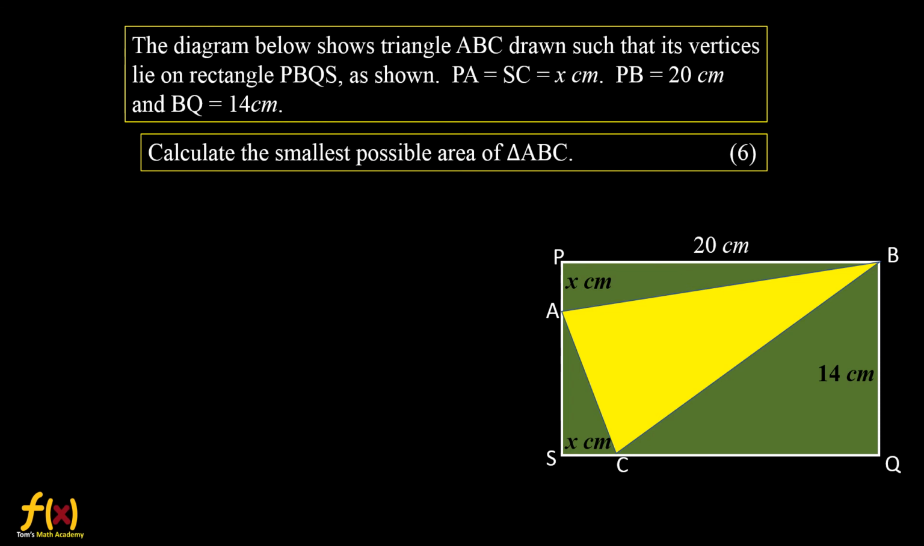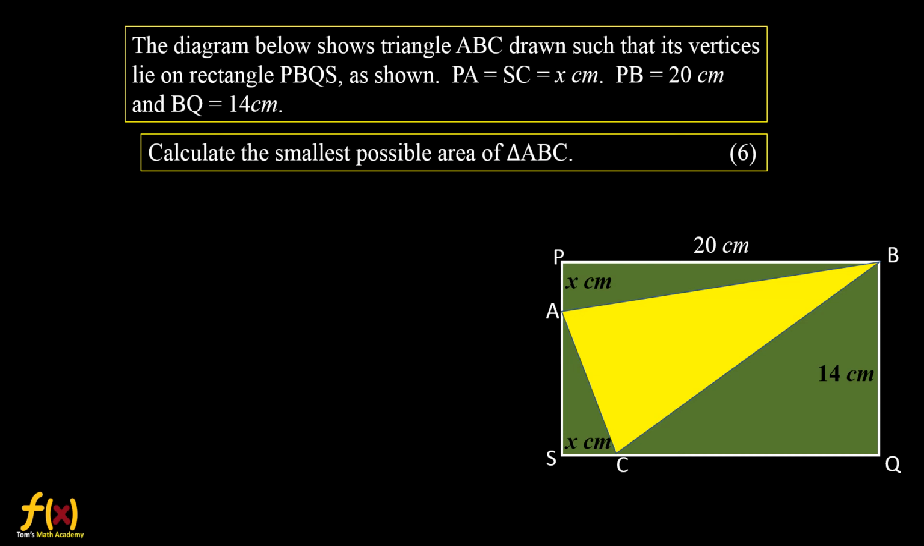Now at last we come to the application question. Application of calculus. The diagram is very clearly shown. The explanation is there. Calculate the smallest possible area. Smallest, that represents minimum. Okay, highest, maximum. Here it is the minimum possible area. So we apply calculus. Calculate the smallest possible area of triangle ABC.